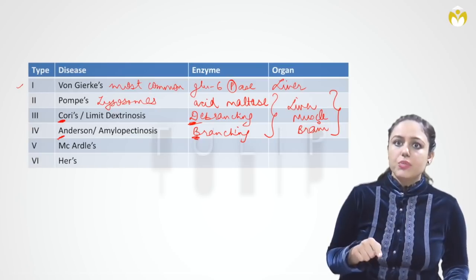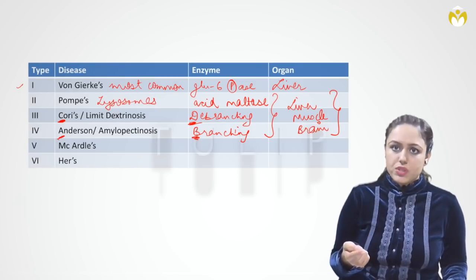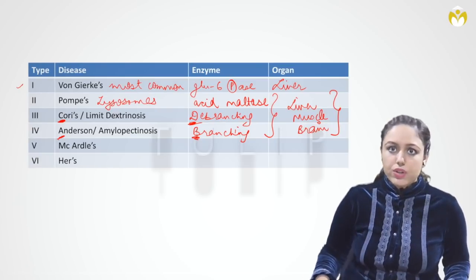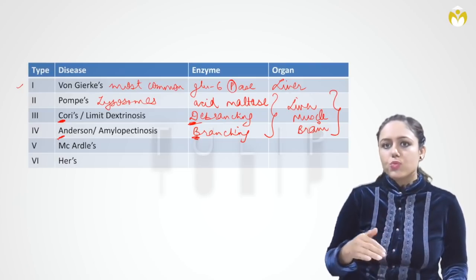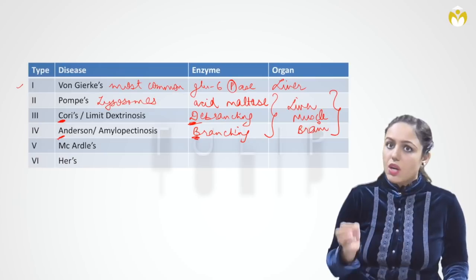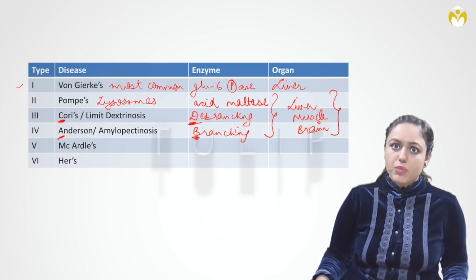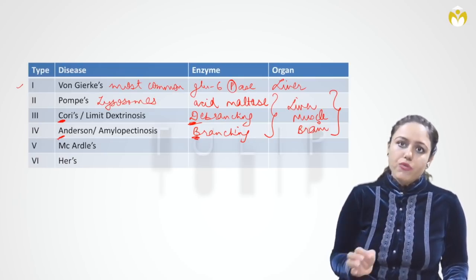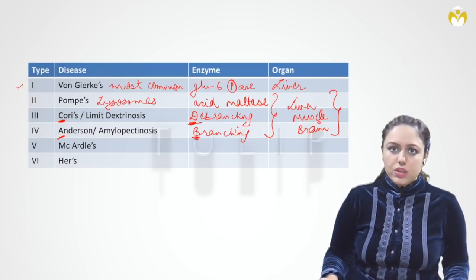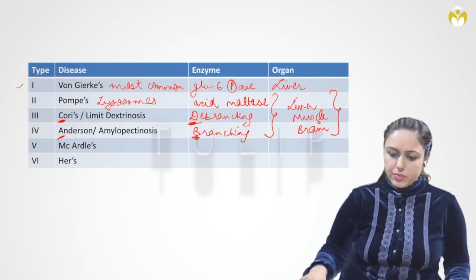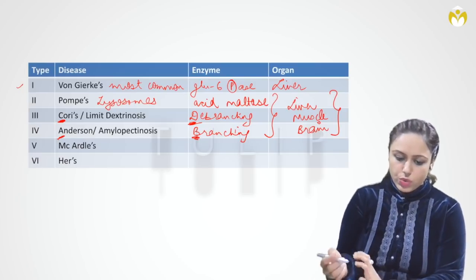Now in this clinical picture, if they write lysosomes are affected, then you're very sure it is Pompe's disease. If in this same clinical picture, instead of lysosomes, they write limit dextrins are increased, then you're very sure it is type 3 Cori's disease. And if they write amylopectins are increased, then you're very sure it is type 4 Anderson disease, right? So it is easy to solve these questions.